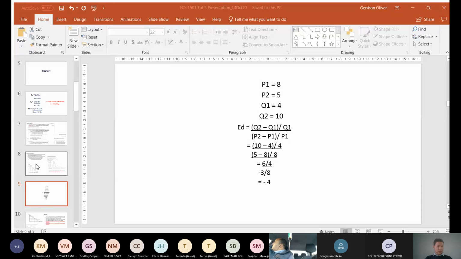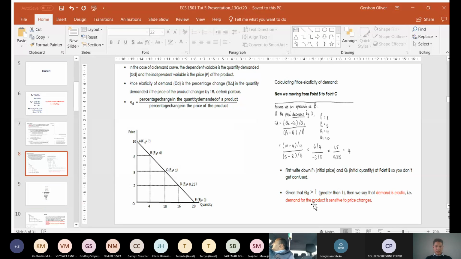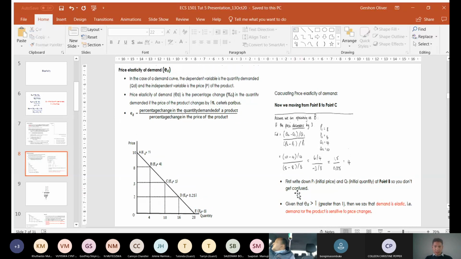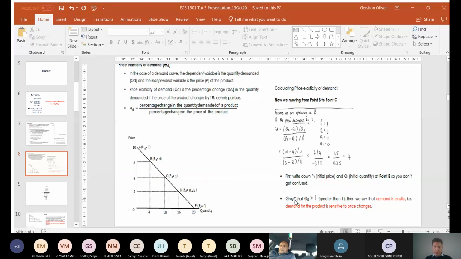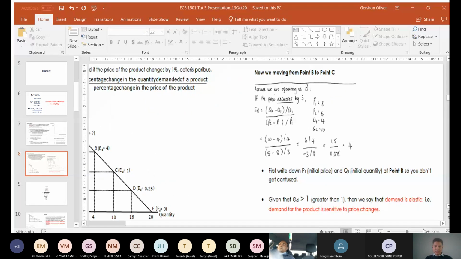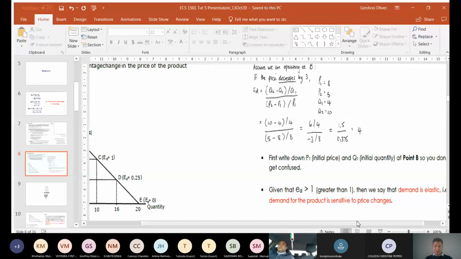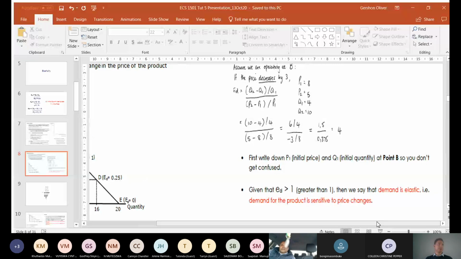So I've worked it out, but the key thing over here is, now you know how to work out your price elasticity of demand. Focus on the far right-hand side over here. Given that your price elasticity of demand is greater than 1, we say, let me make this a little bit bigger, that demand is elastic.